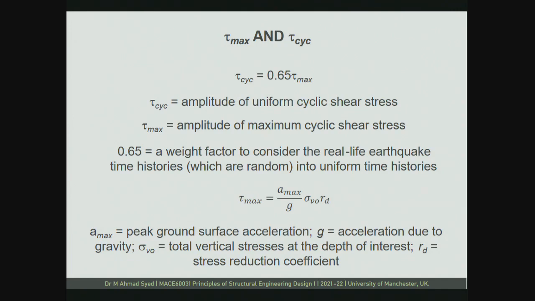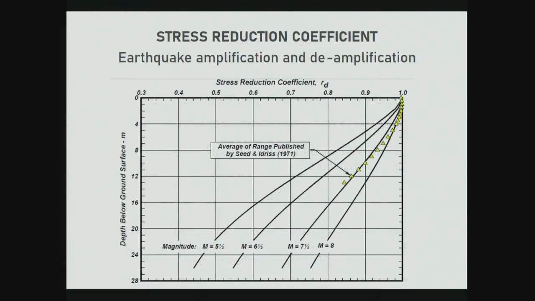Okay, now that is interesting. So the stress reduction coefficient takes into account the amplification or de-amplification of seismic waves. What do I mean by that? If you have an earthquake, say at a depth of 28 or 30 meters below the ground surface, which is quite unlikely, because usually they are very, very deep. But let us say you have 70 meters, still a shallow earthquake, 70 meters below the ground surface. Now from there you will have different waves which will propagate in different directions.